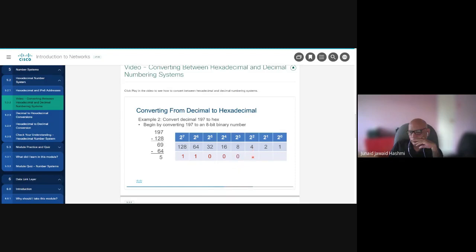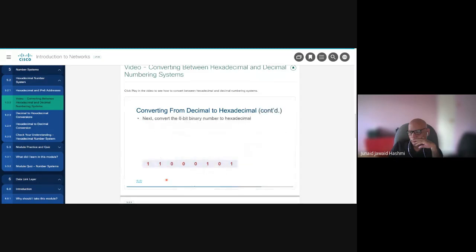But when I get to 4, I can subtract that, so I put a 1 there, and I subtract it here. 2 is too much, so a 0 goes there, and 1 is just right, so I subtract it, and it results in a 0. Therefore, decimal 197 equals binary 11000101. Next, I'll convert the 8-bit binary number to hex by first splitting it into two 4-bit binary numbers, and then I'll rewrite the first 4 binary place values above each half.